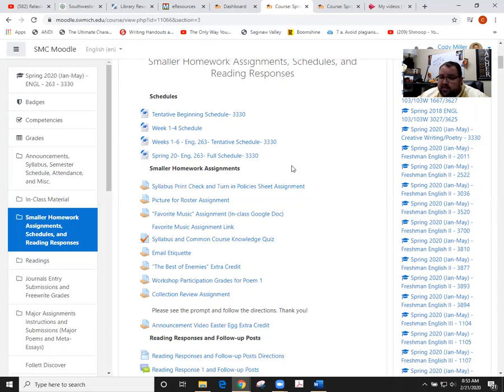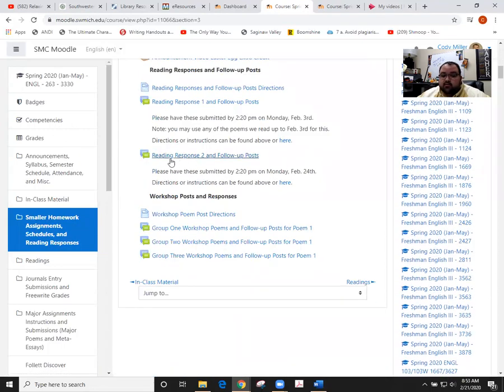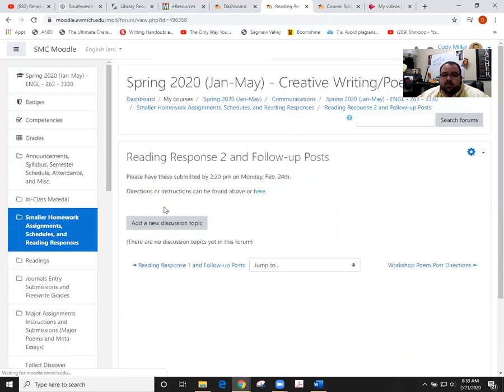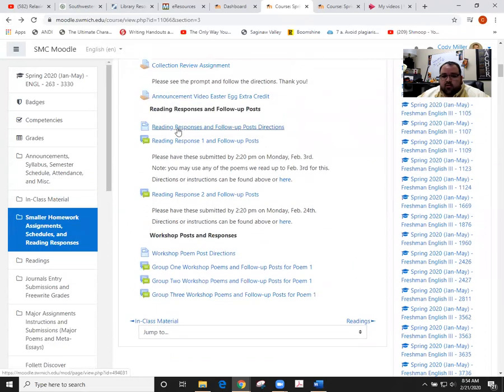I mentioned last class period that we have the reader response coming due. So you'll see reader response is posted right here. You can simply click on this and then you can add your discussion in. Remember, follow those directions. You can access those directions right here, or you can access those directions on the page right up here where it says reading response and follow up post directions. So that's right underneath and right above the reader response forums.